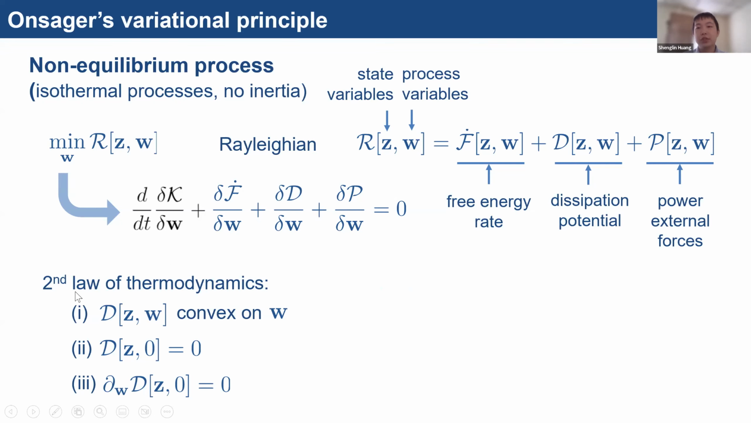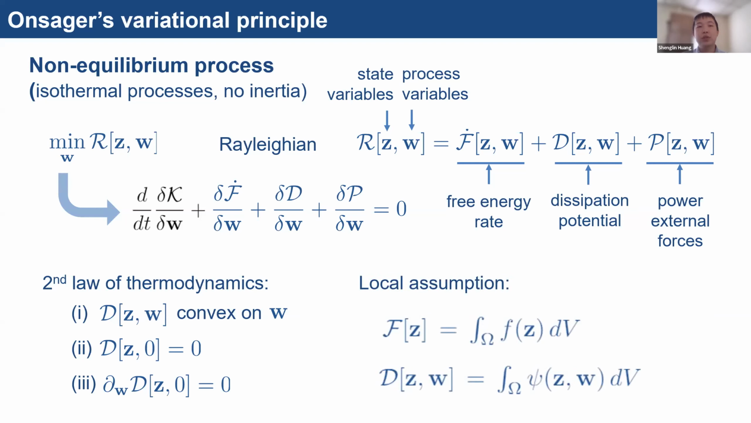The second law of thermodynamics requires that we have three constraints for the system. The first one is that the dissipation potential should be a convex function of the process W. Second, when the process is zero, the dissipation potential is zero. This is like a calibration of the zero point. The third one is that the derivative of the dissipation potential with respect to W, which means the dissipative force, should be zero when W is zero, which means that if there is no process, there should be no dissipation, which makes sense.